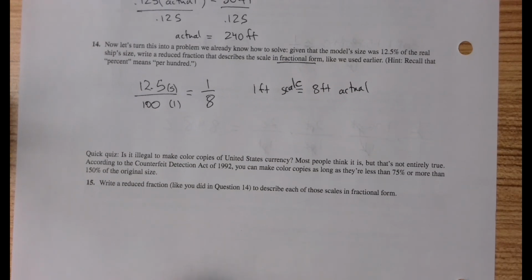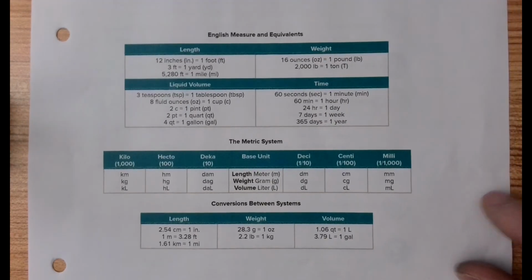Okay, that's the end of 1.5. Let me just highlight, here's a list of convenient conversion factors that are often useful.